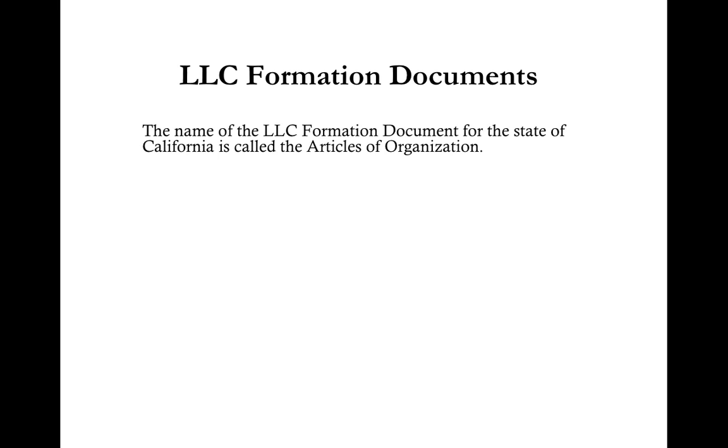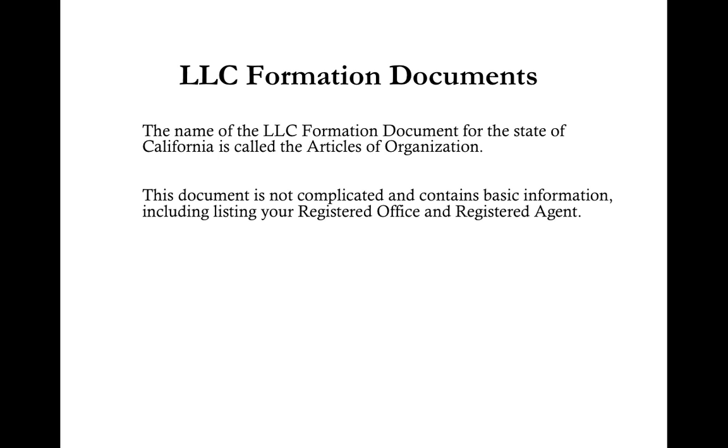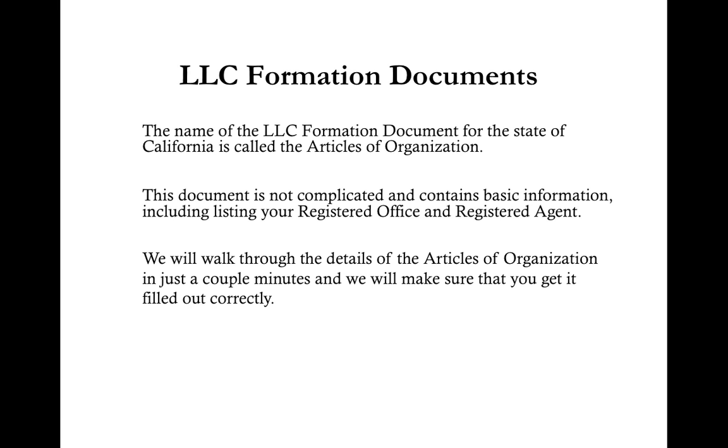The name of the LLC formation document for the state of California is called the Articles of Organization. This document is not complicated and contains basic information, including listing your registered office and registered agent. We will walk you through the details of the Articles of Organization in just a couple minutes, and we will make sure you get it filled out correctly.